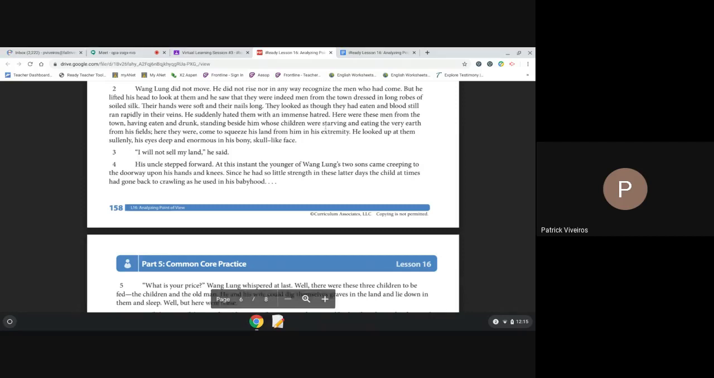They have come to buy your land and to give you money, food, life, flourish of his dirty and ragged robes. Wang Lung did not move. He did not rise, nor in any way recognize the men who had come.